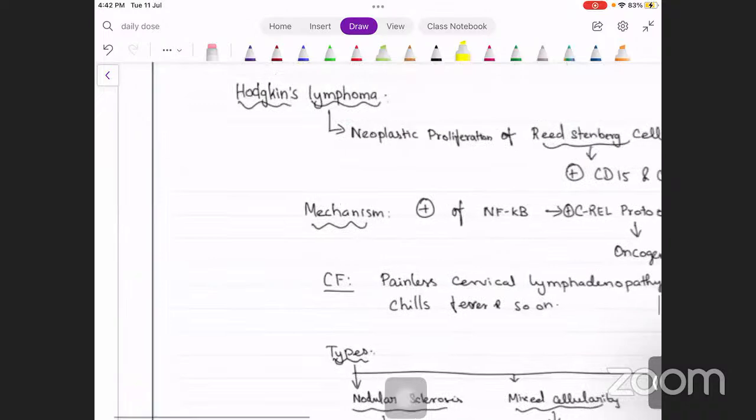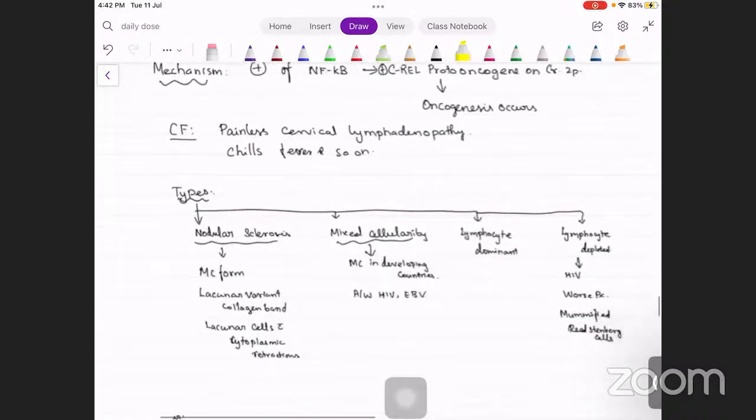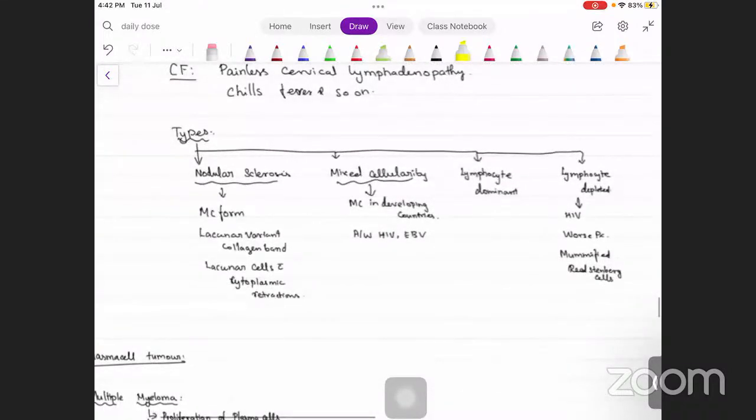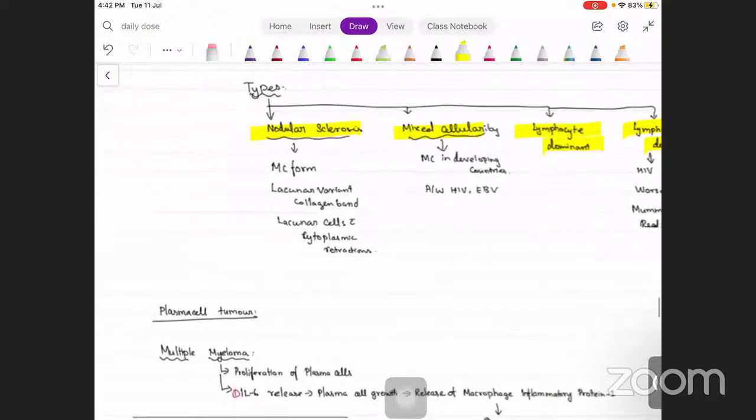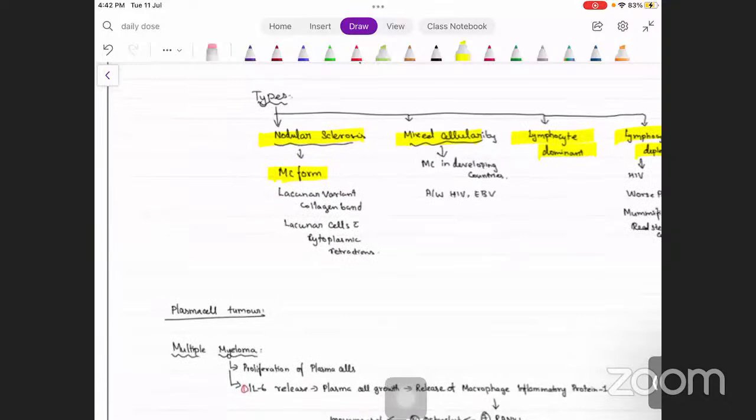Okay. Then Hodgkin's lymphoma. Speaking about Hodgkin's lymphoma, the types are nodular sclerosis, mixed cellular, lymphocyte dominant, and lymphocyte depleted. Among them, nodular sclerosis is the most common form, people. So what are the four types? Nodular sclerosis, mixed cellularity, lymphocyte dominant, and lymphocyte depletion. Among that, nodular sclerosis is the most common form, while mixed cellularity is the most common one in developing countries.